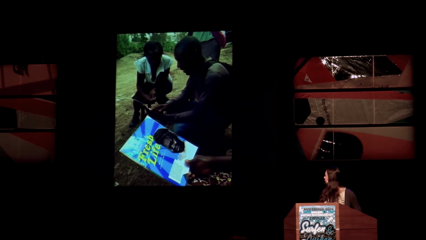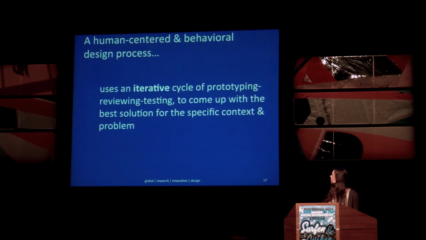Another example. This is one of the female fresh testimonials that we designed. The idea is that we want to show people lots of different types of personas, men, women, children, older folks, so that anyone who doesn't use a Fresh Life toilet can see and identify, oh, that person's kind of like me, maybe I should use a Fresh Life toilet. It's a real marketing branding approach. So again, a human-centered and behavioral design process uses an iterative cycle of prototyping, reviewing, and testing to come up with the best solution for the specific context and the problem.